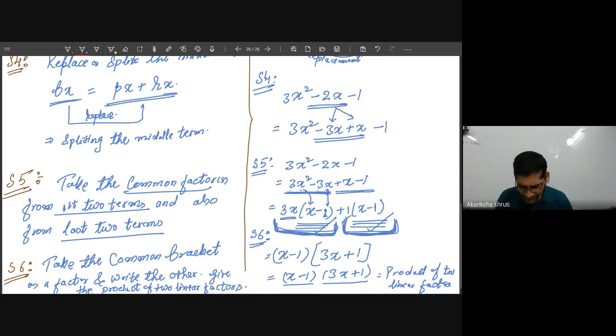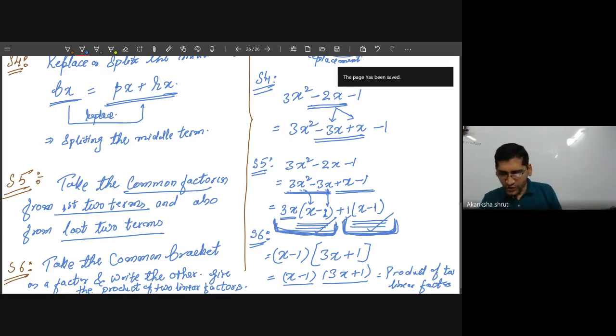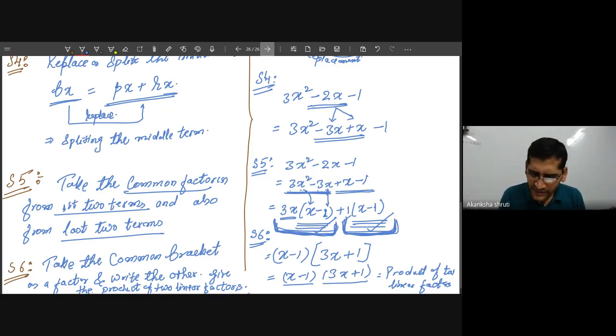So this was the purpose. This way, in these 3 steps, the entire factorization is done. Student, so this was the one question. I will solve a few more questions.